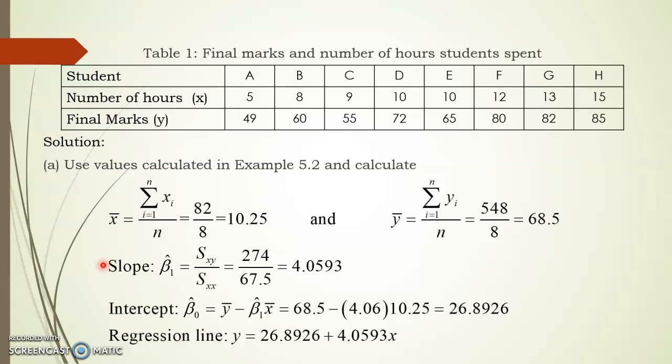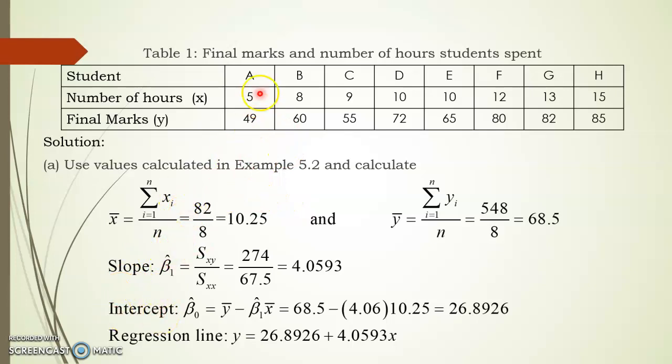If you can recall in our previous video, R equals positive 0.9448, right? So it has a strong positive correlation. That interpretation is the same as this slope, because that one is positive and this is also positive. So those two should come in line. They must match.